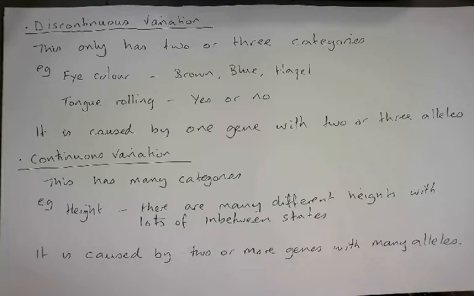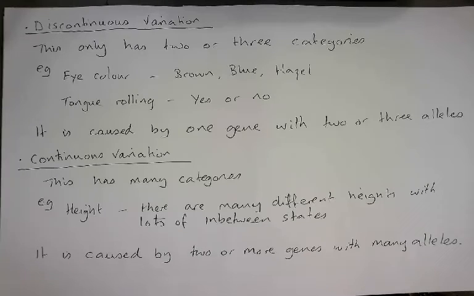Discontinuous variation is caused by only one gene with 2 or 3 separate alleles. An allele is an alternative form of the same gene. In other words, you've got an allele for brown eyes. You've got an allele for blue eyes.